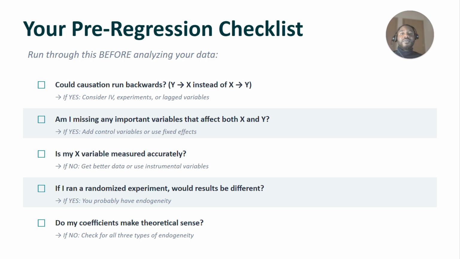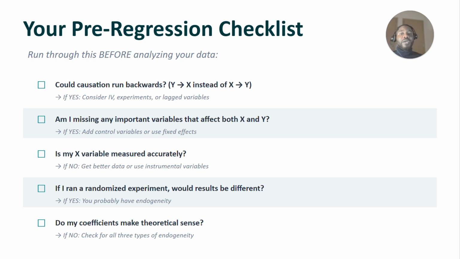Alright, let's give you a practical checklist. You can use this before running any regression. Print this out, put it on your wall. Check one: could causation be going backwards? Could x cause y instead of y causing x? If yes, you need to consider instrumental variables, experiments, or lagged variables.